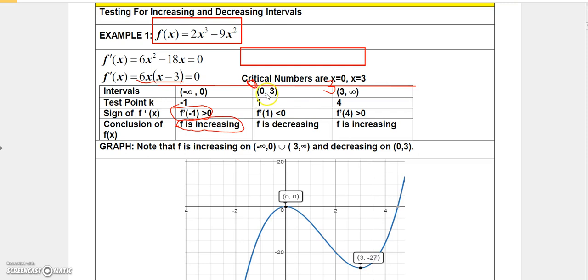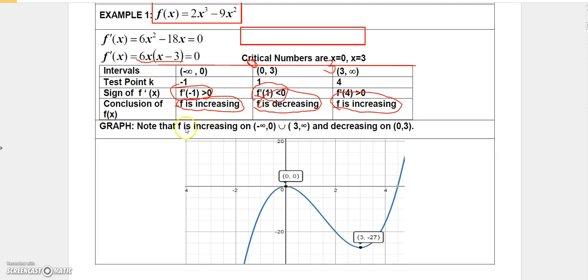All right, let's pick a number between 0 and 3. How about 1? Okay, if I plug 1 in, 6x would be positive, and 1 minus 3 would be negative, and positive times negative is negative. So I know that the derivative is negative at 1. So in this interval, the function would be decreasing. All right, and then here a number greater than 3 would be 4. So if I plug 4 in, I'll get 6 times 4 is positive and 4 minus 3 is positive. So positive times positive is positive. So therefore, I know that the function must be increasing in that interval.